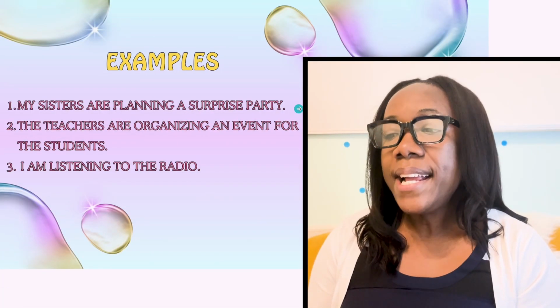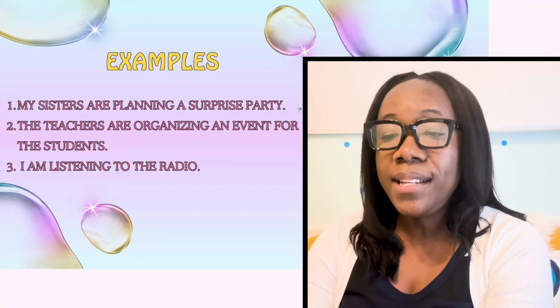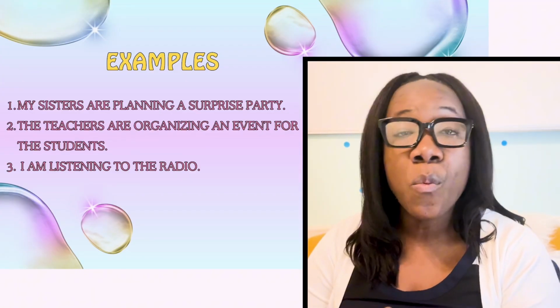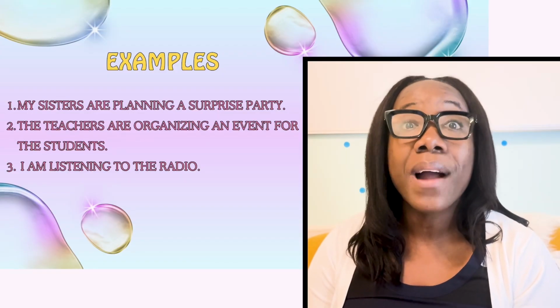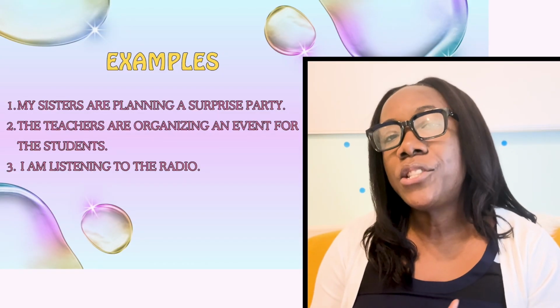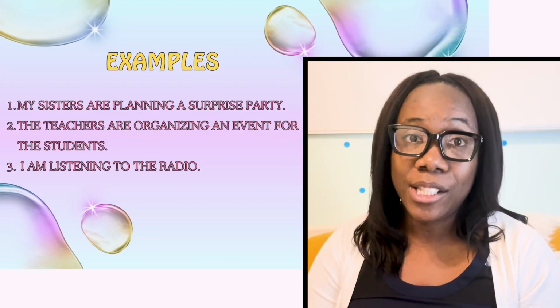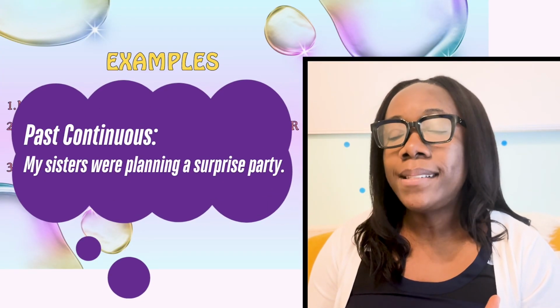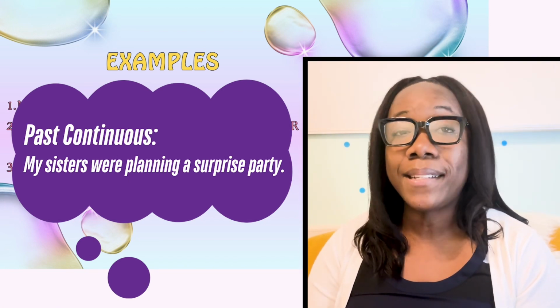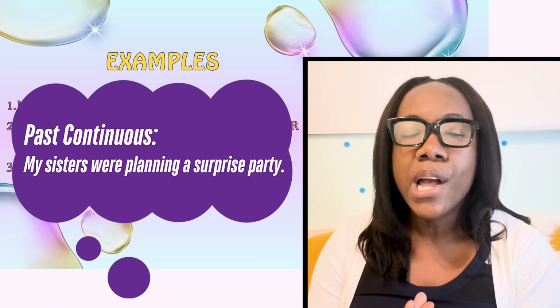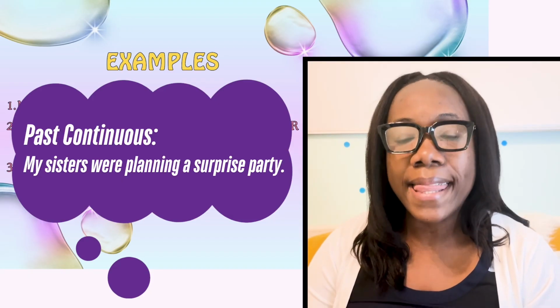All right. And here we have some final examples. These are in the present progressive. Number 1 says, my sisters are planning a surprise party. If we were to change this to the past continuous, then we would say my sisters were planning a surprise party, because my sisters can be substituted with the subject pronoun they.